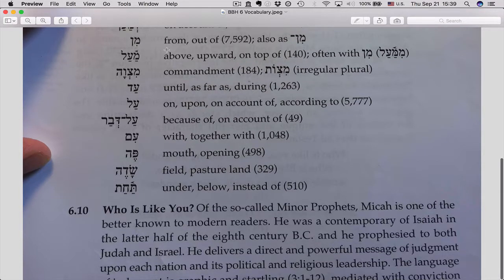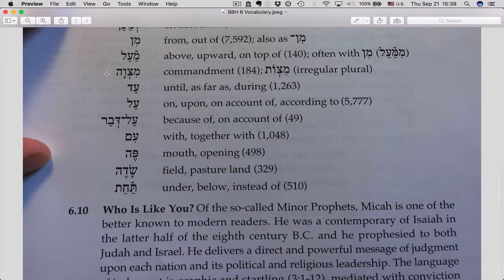Min means from or out of, and it can also take the makef. Ma'al, above, on top of, sometimes combining with min, mima'al, from on top of, above.